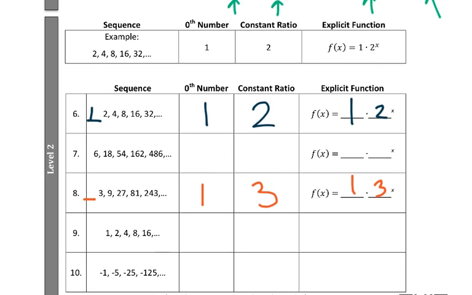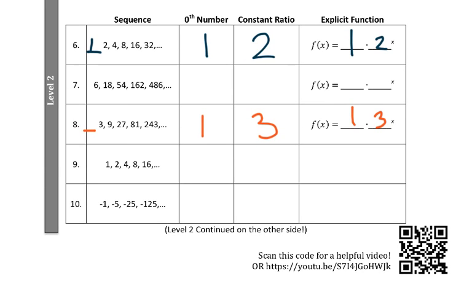Alright, let me go ahead and slide up. Question 10. Ooh, this one's getting trickier. How do I go from 1 to negative 5, or negative 1 to negative 5, negative 5 to negative... Well, let me pull out my calculator. Negative 25 divided by negative 5 is a positive 5.